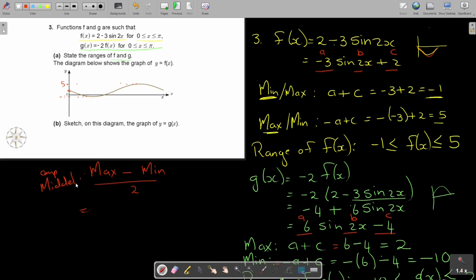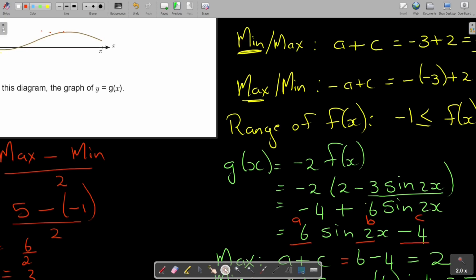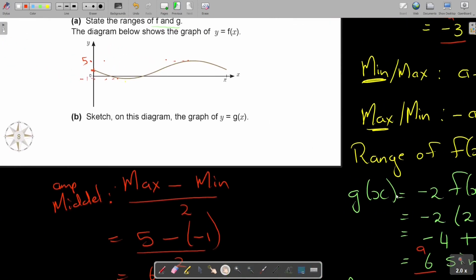Okay, so the maximum is 5 minus the minimum, -1, and I divide by 2. It's 5 plus 1, so it's going to be 6 divided by 2. But be careful, be careful. Now you just want to go and mark that one as 3. That's not correct. What it's meaning is the middle. This is why I was writing to you the middle. So it means from -1, it must move 3 units up.